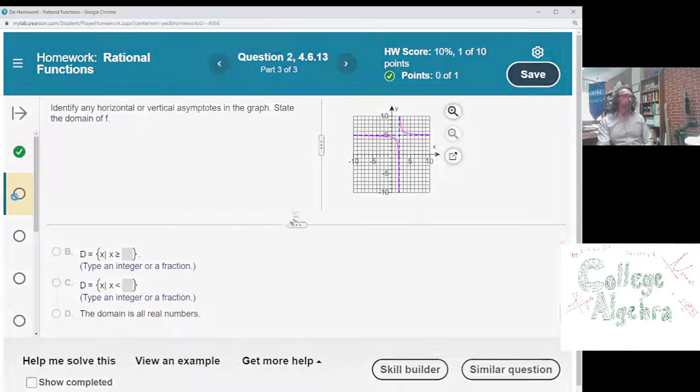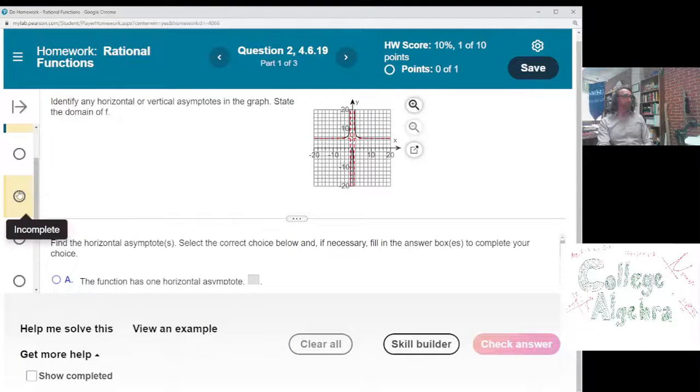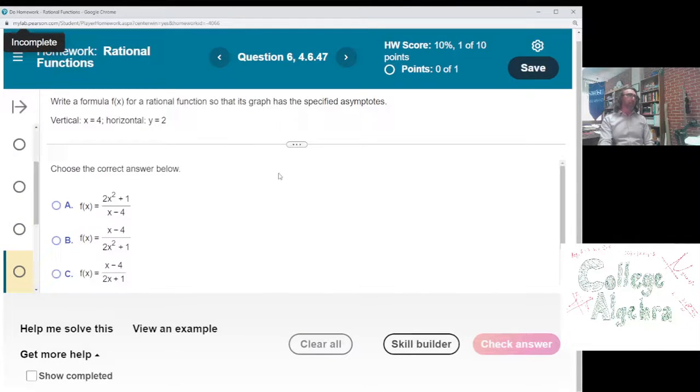Great. I wanted to go here and do another one here. Once again, they're not giving me the function's formula. They actually want me to come up with the function's formula. So they want a vertical asymptote at x equals 4. Let me write some notes here. Let me pull up my document camera.